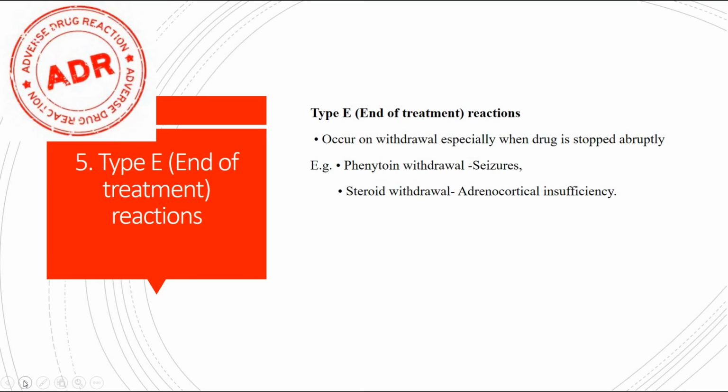What happens? Phenytoin is a very common type of anti-epileptic drug. Suppose the patient should be given for 2 weeks, and if it is stopped after the first week, then again the relapse of the seizure or epilepsy can be seen. Similarly, for a steroid withdrawal, what is causing? It's causing adrenocortical insufficiency, means the adrenal cortex is not sufficiently secreting the hormones.